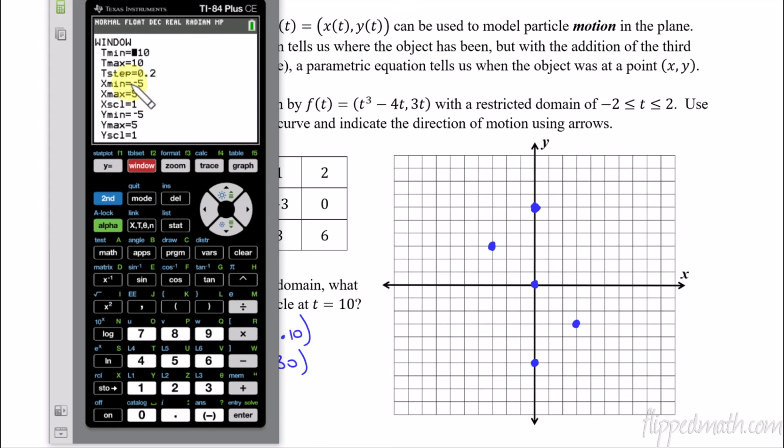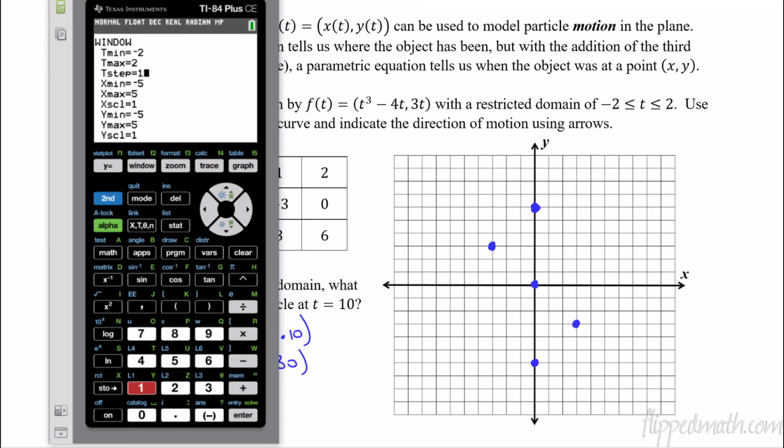The window is important. So the t-min and the t-max, that would be where our restricted parameter is. So we're going to go from -2 to +2 for our parameter. Now the t-step, I'm going to change this to a 1 just to demonstrate something. This t-step is how often we're plotting a point.